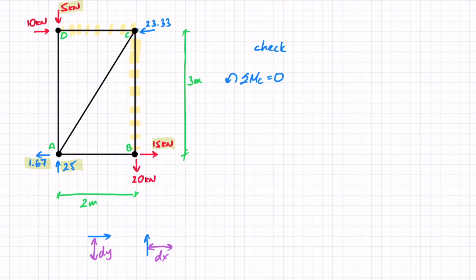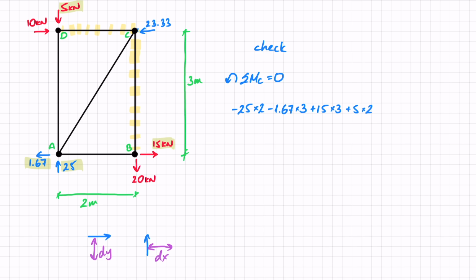Let's work it out. Starting at A, the 25 contributes a clockwise rotation, so it is negative, so minus 25. The distance between its line of action and C is 2 meters, so times 2. The 1.67 contributes a negative moment as well, so minus 1.67, and its distance is 3. Moving on to B, we've got 15 contributing a positive moment. Distance is 3. And at D, we've got 5 also contributing a positive moment, so plus 5 with a distance of 2. And that's all we have.